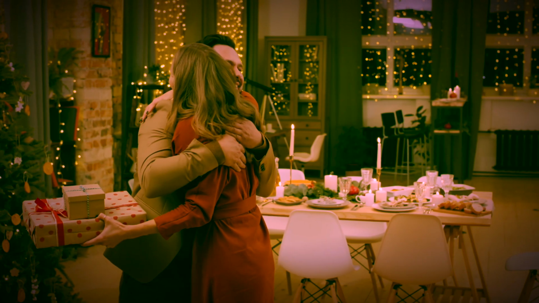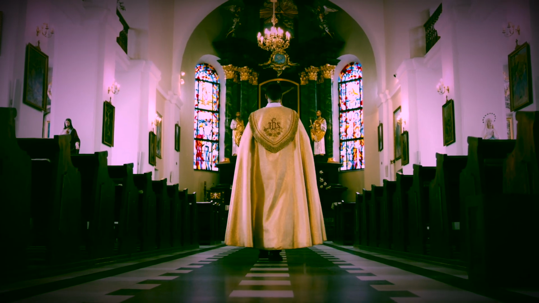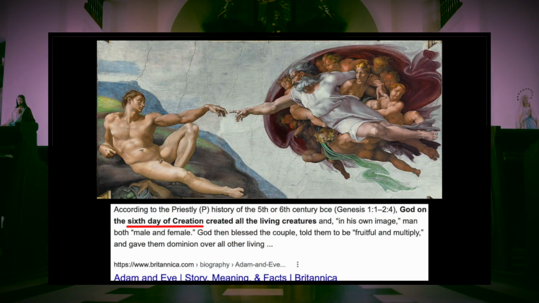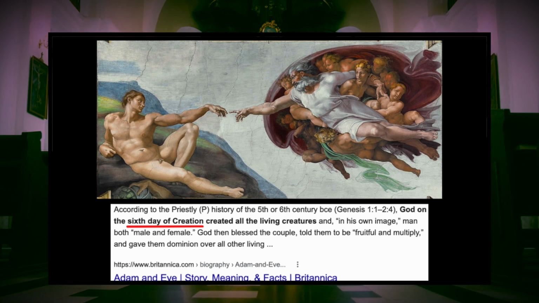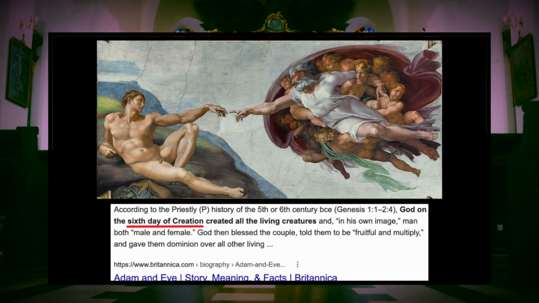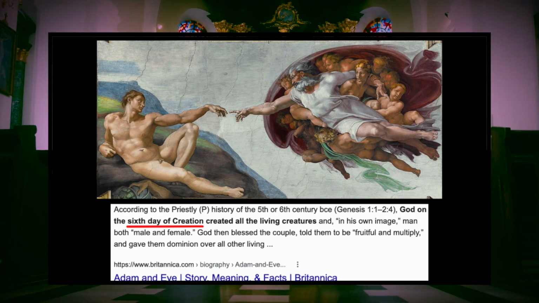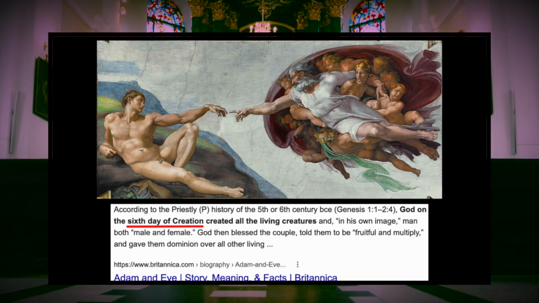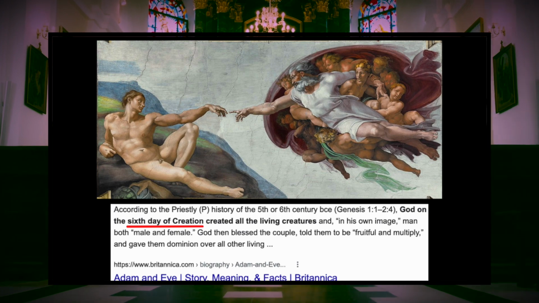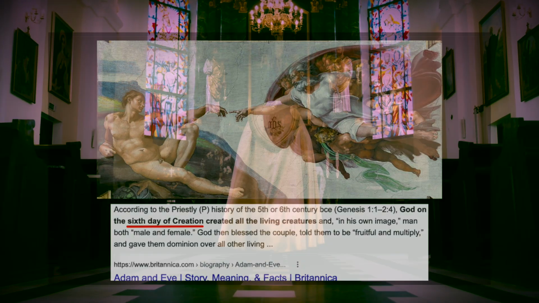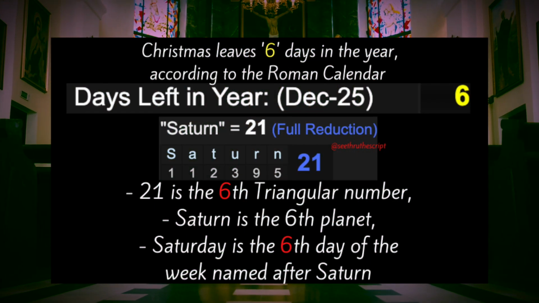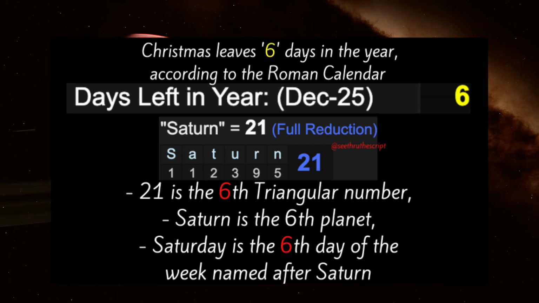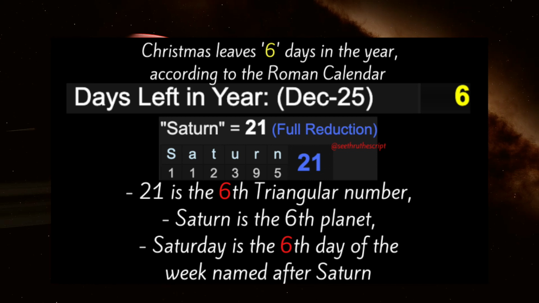Now, according to the priestly history of the 5th or 6th century BCE, Genesis chapter 1 verse 1, God on the 6th day of creation created all the living creatures, and in his own image, a man both male and female. God then blessed the couple, told them to be fruitful and multiply, and gave them dominion over all other living things. Now keep in mind, Christmas leaves 6 days in the year according to the Roman calendar.